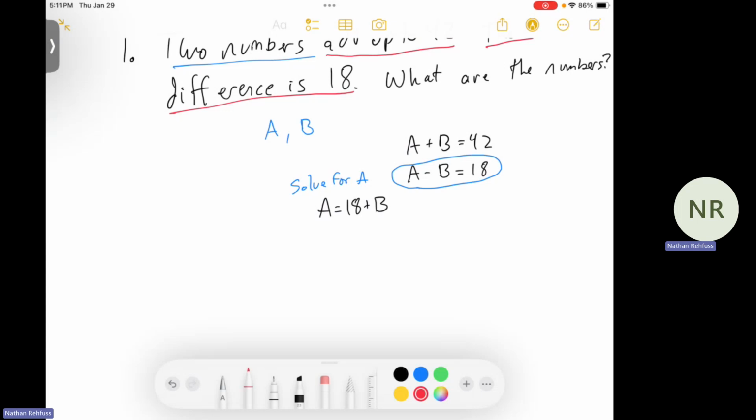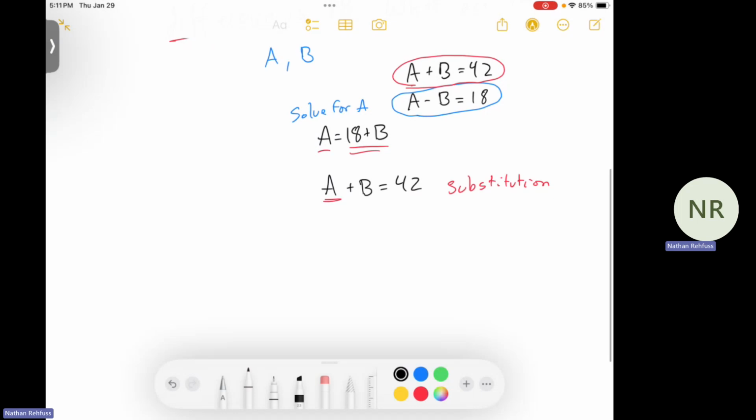I can replace every a I see with 18 plus b. So I'm going to take this other equation, the one I haven't used yet, whichever one that is, and where it says a plus b is 42, I'm going to replace a with 18 plus b. Whenever I replace something this way, it's called substitution, because I'm substituting one thing for another. And I always like to put what I'm substituting in parentheses. It's not necessary this time, but in the next problem we'll see we need to. It's a good habit to get into.